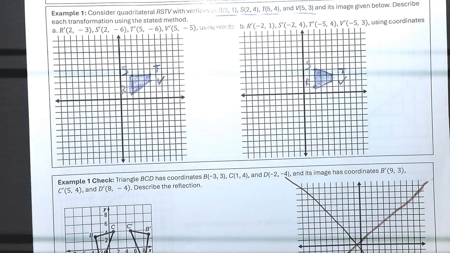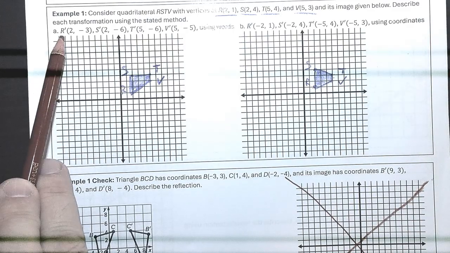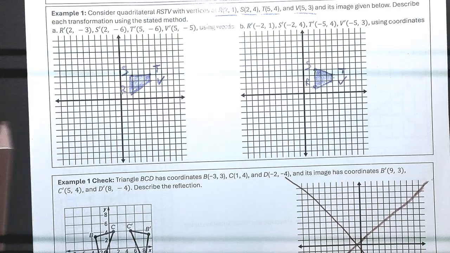So describe the transformation. I'm gonna take a second, and if you guys need more help with this, let me know. I'll do a separate video. I want to make sure everybody knows how to plot some points. So I'm gonna plot these, and we're gonna talk about this one. You guys are gonna do this. This is the you do.